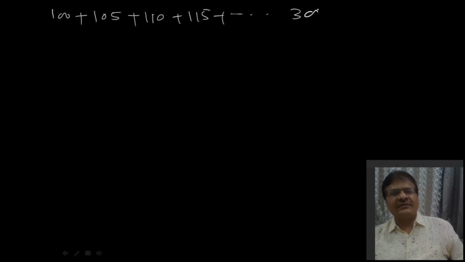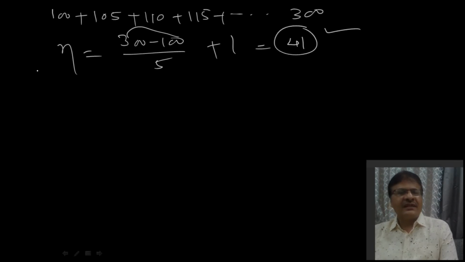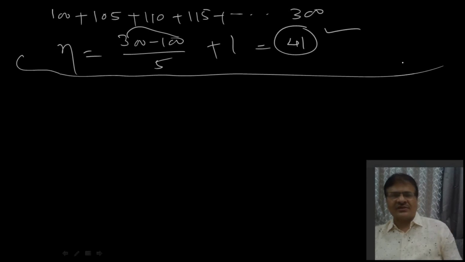If I ask you that 100, 105, 110, 115, which term is 300? The question can be solved this way. N equal to, last term is 300 minus first term is 100, divided by common difference is 5, plus 1. So 300 minus 100, 200 by 5, 40 plus 1, that is 41 is my answer. So that way we can determine the answers of the questions, that is, n can be determined.